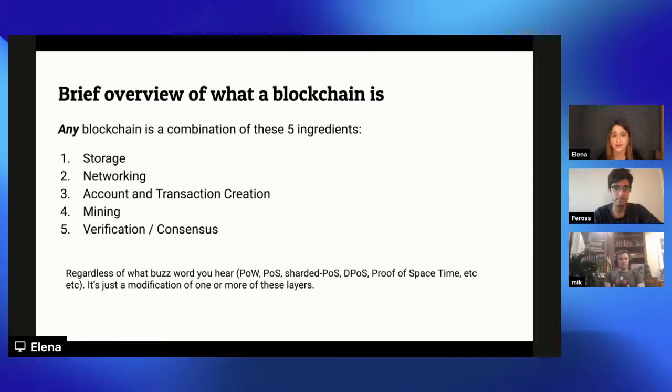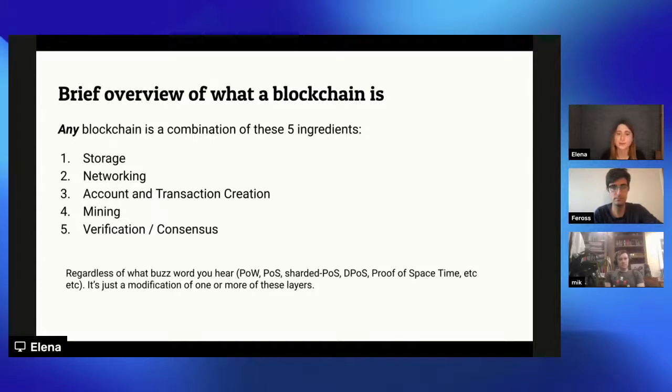And those 5 layers are storage, networking, how they create their accounts and how transactions are created and what that even means, mining, and then verification. So if you think about Ethereum, for instance, how they do transactions is different than Bitcoin. Ethereum has transactions that relate to smart contracts, and accounts are also different. An account can be an account for a human, or an account for a smart contract.